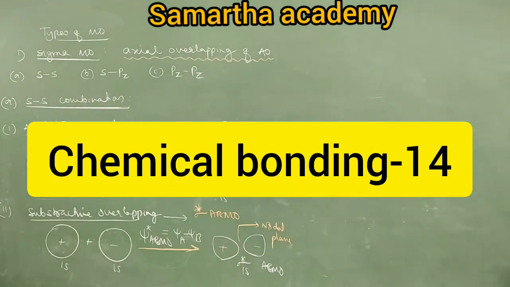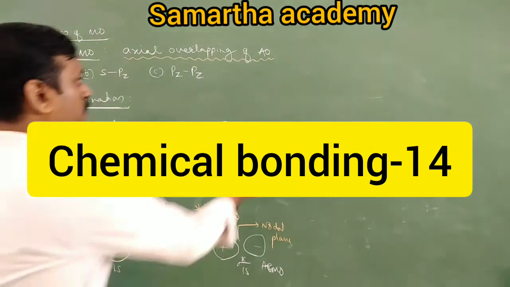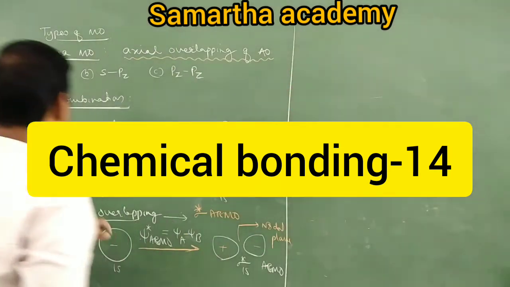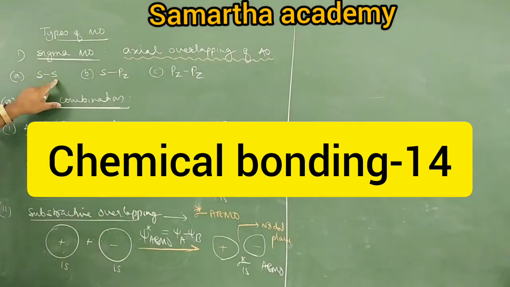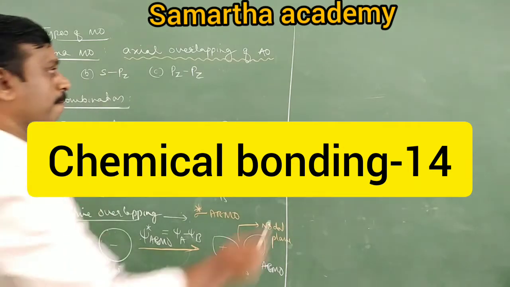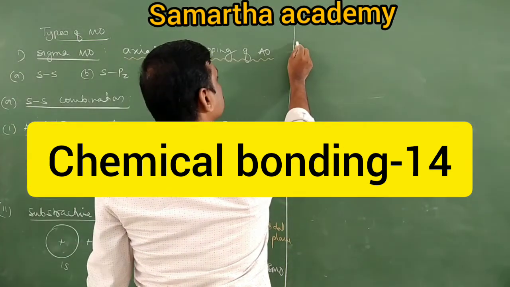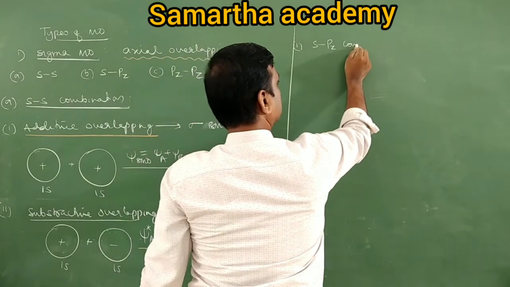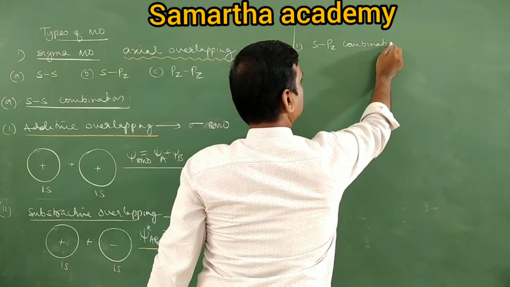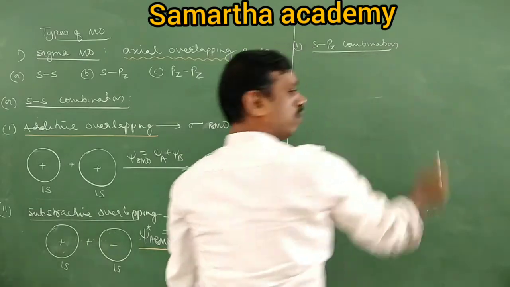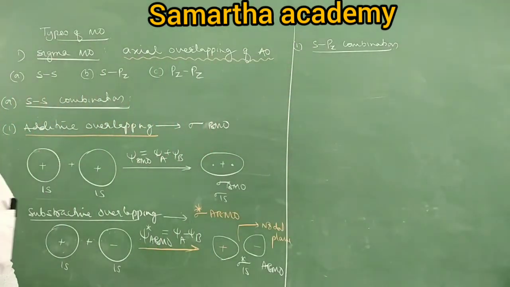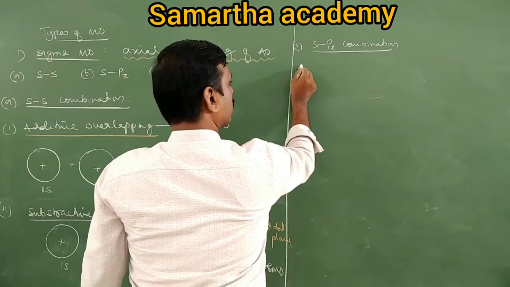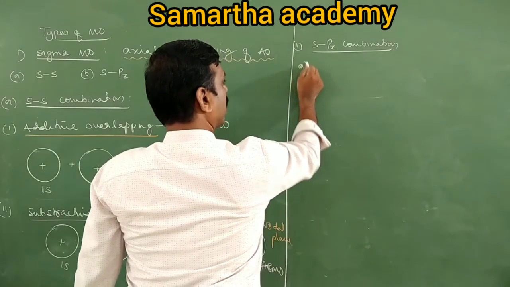Okay. Similarly, this is the SS combination. Similarly, the SPZ combination, tell me. In the SPZ combination, again there are two overlappings. One is additive and the second one is subtractive. Come on, write. First write additive overlapping.